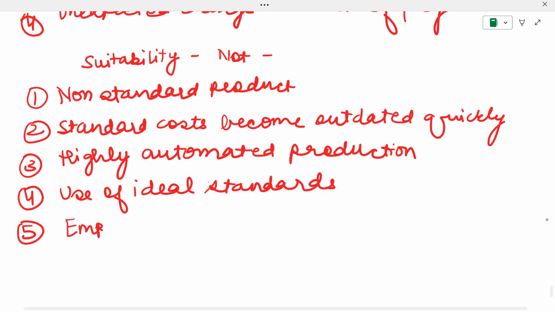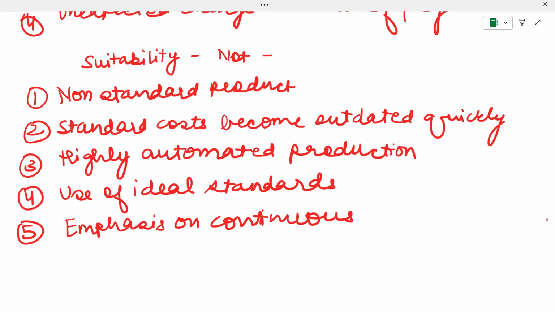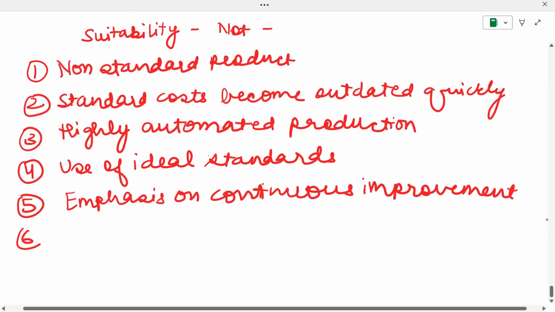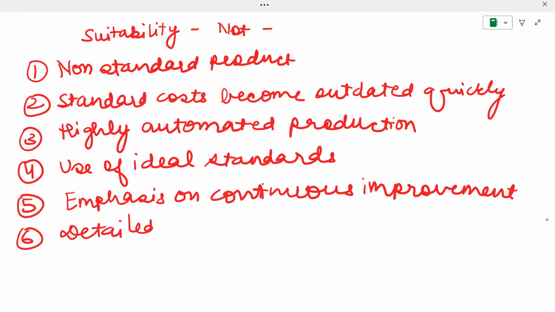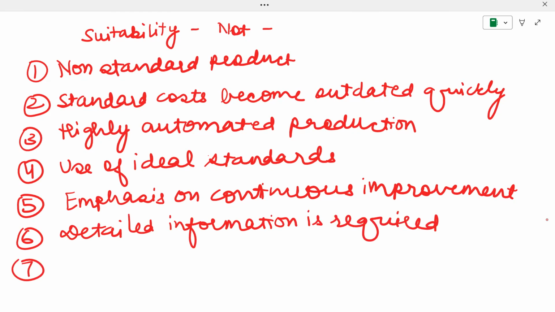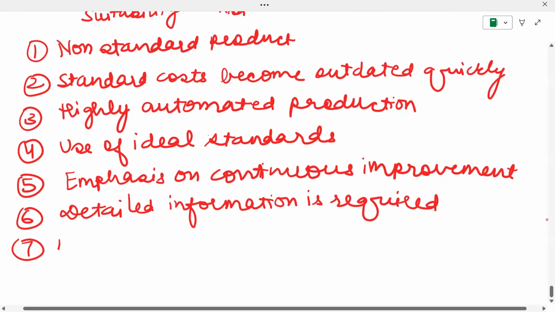Another thing is when there is an emphasis on continuous improvement, because variance analysis involves setting standards. Once you set standards, they're there for the people to follow them. But if you want people to continuously improve, do not give them such standards. Then another scenario is when detailed information is required. Another circumstance is where monitoring performance is important.